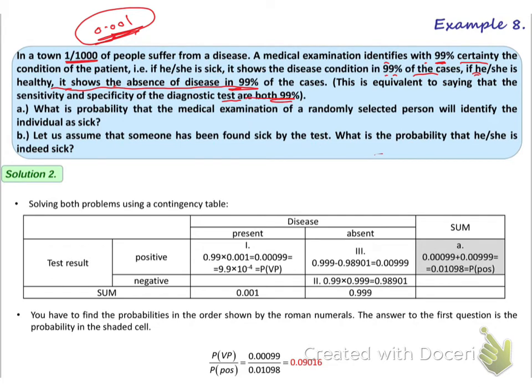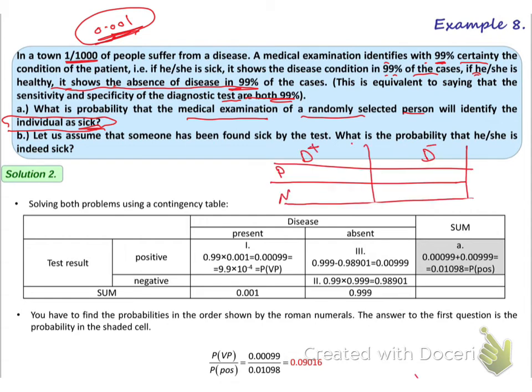So what is the probability that the medical examination of a randomly selected person will identify the individual as sick? So I want to get the probability that he will be identified as sick. I have to draw this table. So here, they have the disease and they don't have the disease, and whether they will show positive in the test or they will not show positive in the test.